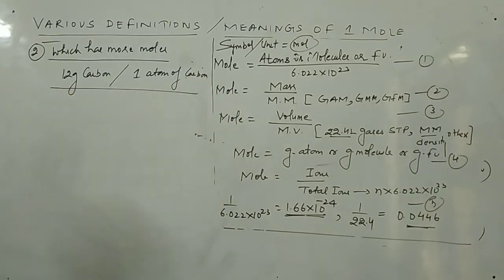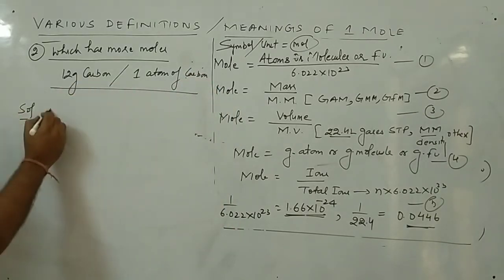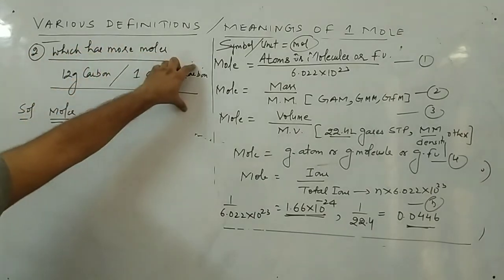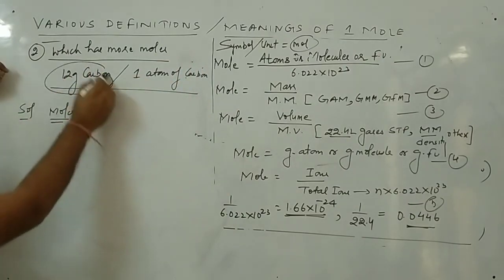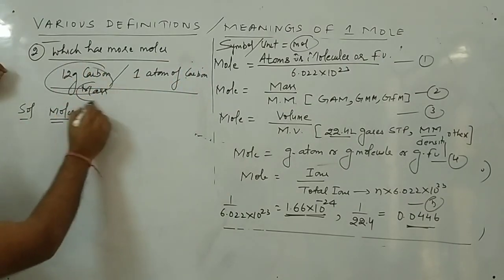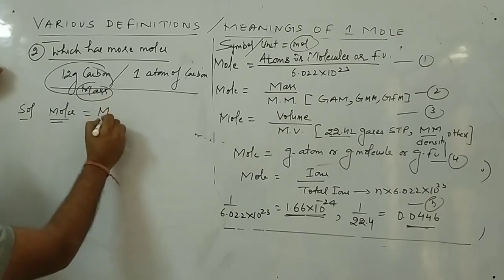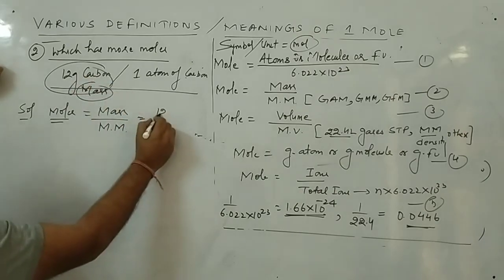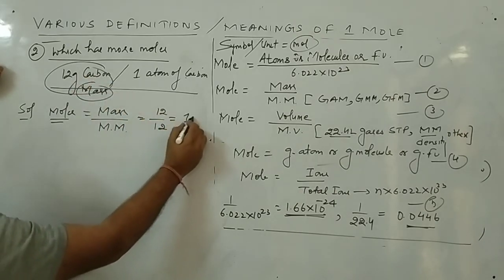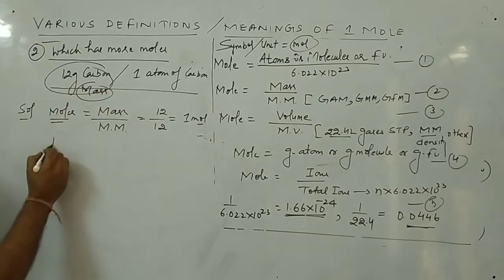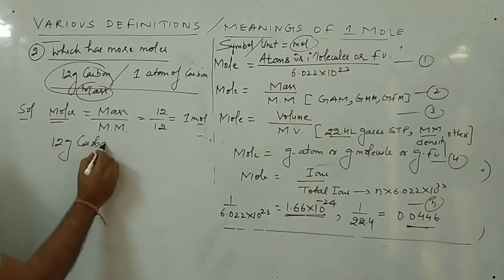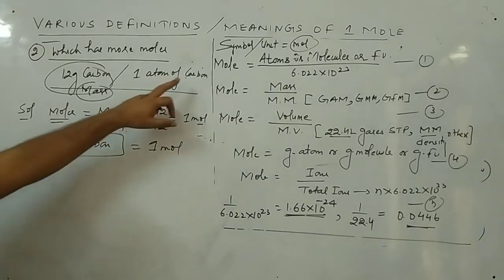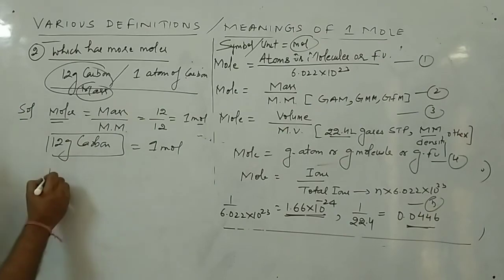12 gram carbon or 1 atom of carbon. How will you do it? You simply calculate the moles. First I will calculate the moles in 12 gram of carbon, then in 1 atom of carbon. So 12 gram carbon means mass. The formula will be mass upon molar mass. Now mass is 12, molar mass is again 12. So this is 1 mole. So 12 gram carbon is equal to 1 mole.